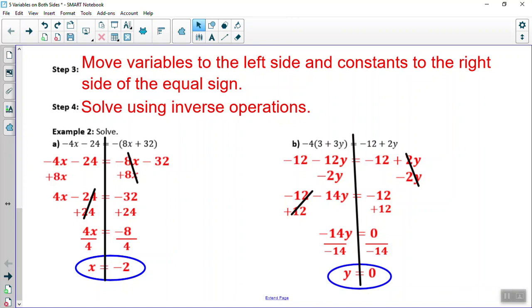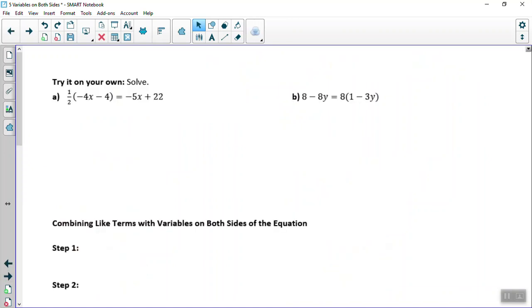All right, so let's go to the next page. I want you to try these two on your own. As a reminder, when you multiply by a fraction like 1/2, you're really just taking this number and dividing it by 2. So multiplying by 1/2 is the same as dividing by 2. All right, go ahead, pause your computer now.